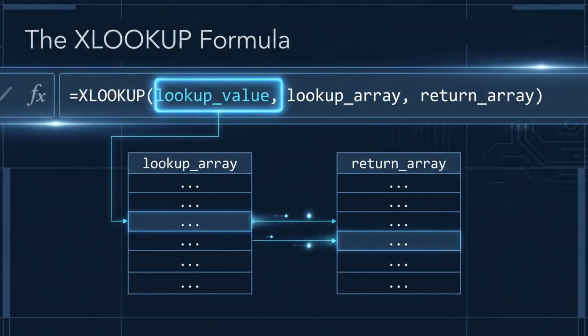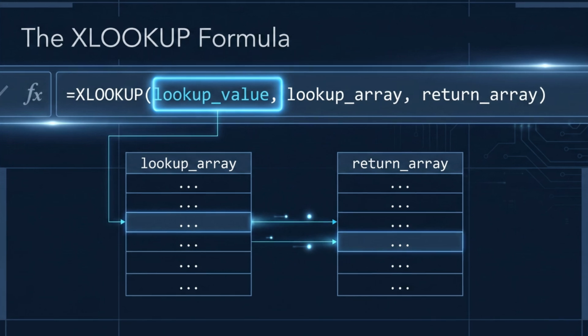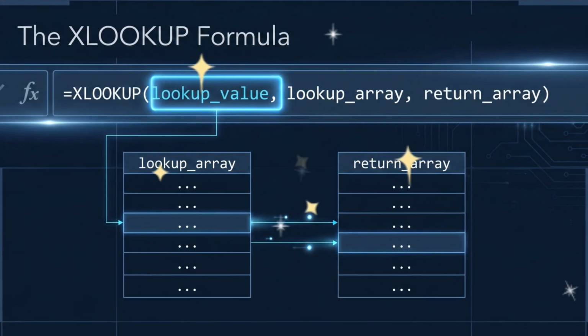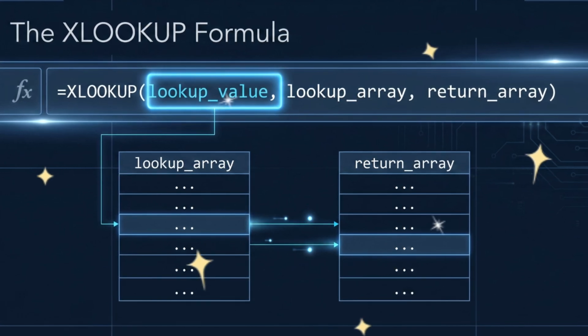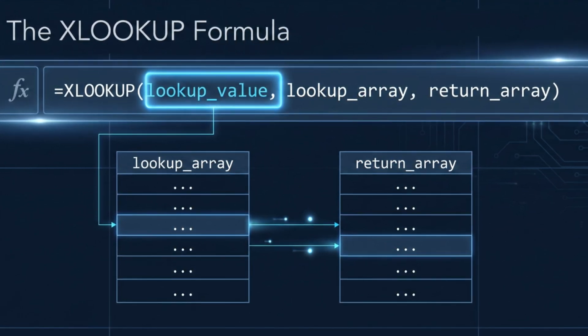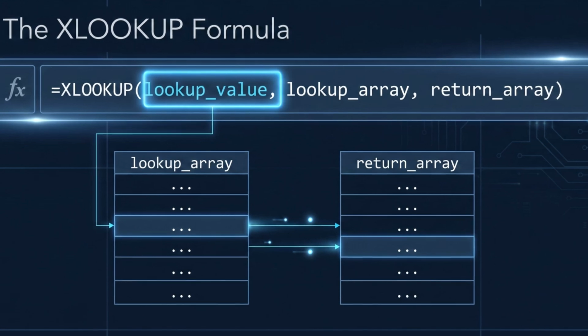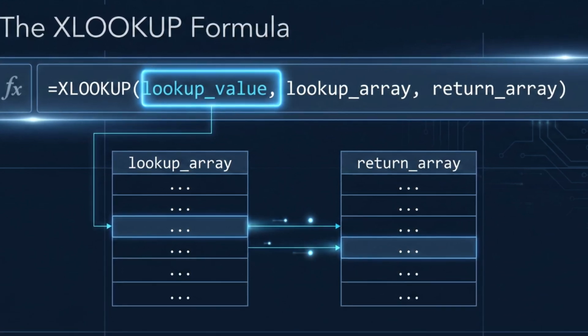The formula has three parts: the value you want to find, the column to search, and the column to return. For example, XLOOKUP of the customer ID in cell A2, searching the customer list, and returning the outstanding balance. One clean formula gives you the exact result.